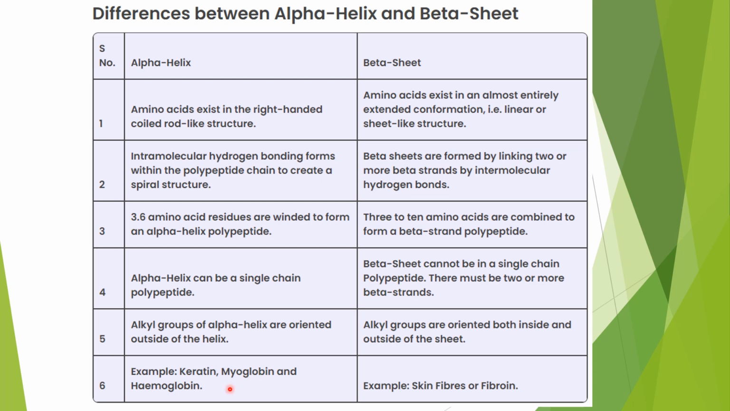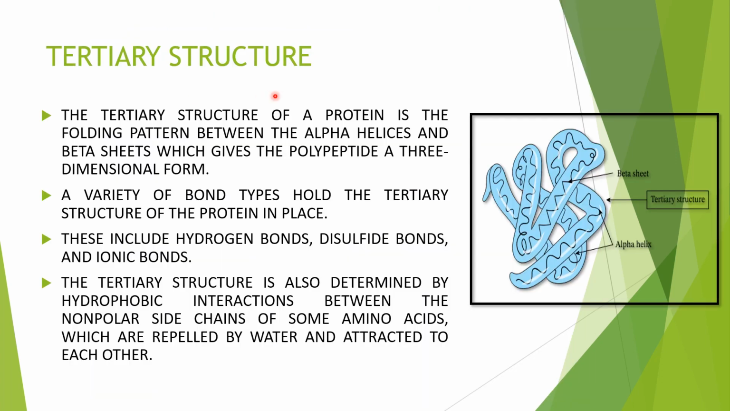Examples where you find alpha helices are keratin, myoglobin and hemoglobin, while here it is silk fibers or fibroin. Then comes the tertiary structure, the third level of organization. Here the proteins start folding between the alpha helices and the beta sheets. Here you can find the beta sheet and the alpha helices also. And you see that as a result of this, you are getting a three-dimensional structure.